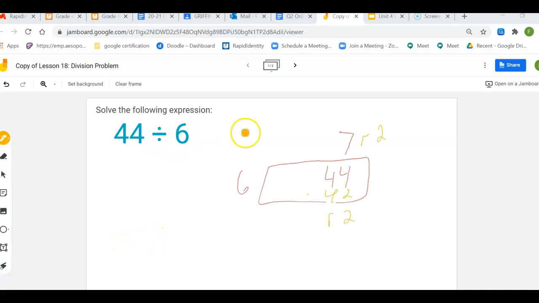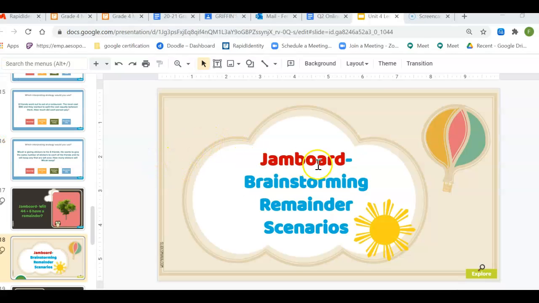Okay, so for this one, 44 divided by 6, I've set it up in the area model. We know that 6 times 7 is 42, and when you subtract 44 minus 42, you have a remainder of 2. So the answer is 7 with a remainder of 2. And to our original question, yes, it will have a remainder. And go to our next slide, guys.